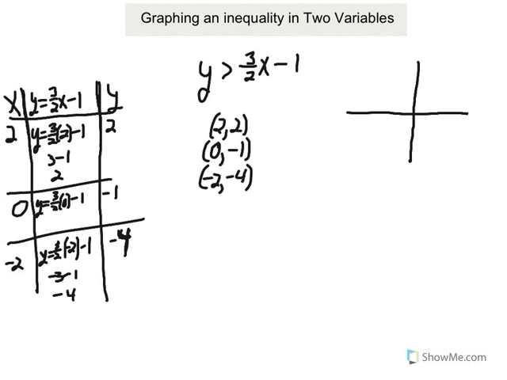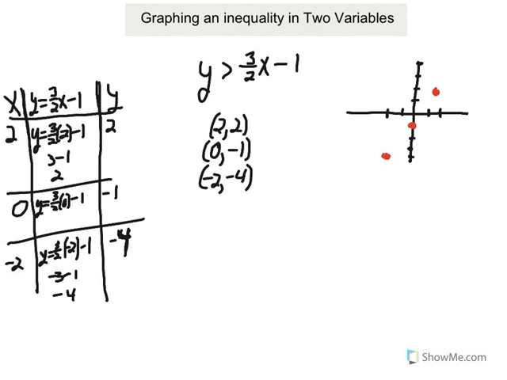Today we're going to look at graphing inequalities in two variables. In order to graph y is greater than 3/2 x minus 1, what we're going to do is plot points and graph the line y equals 3/2 x minus 1. So using a table of values, we get (2, 2), (0, -1), and (-2, -4). Pause the video and copy this table into your notes.